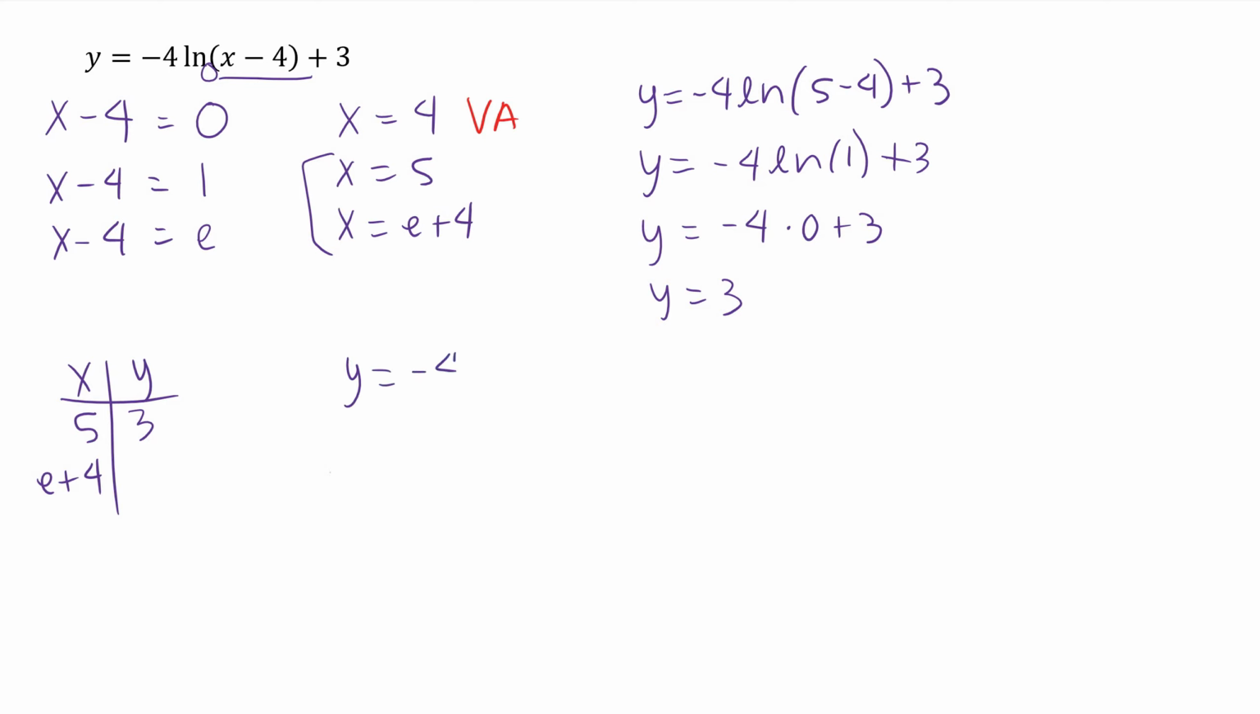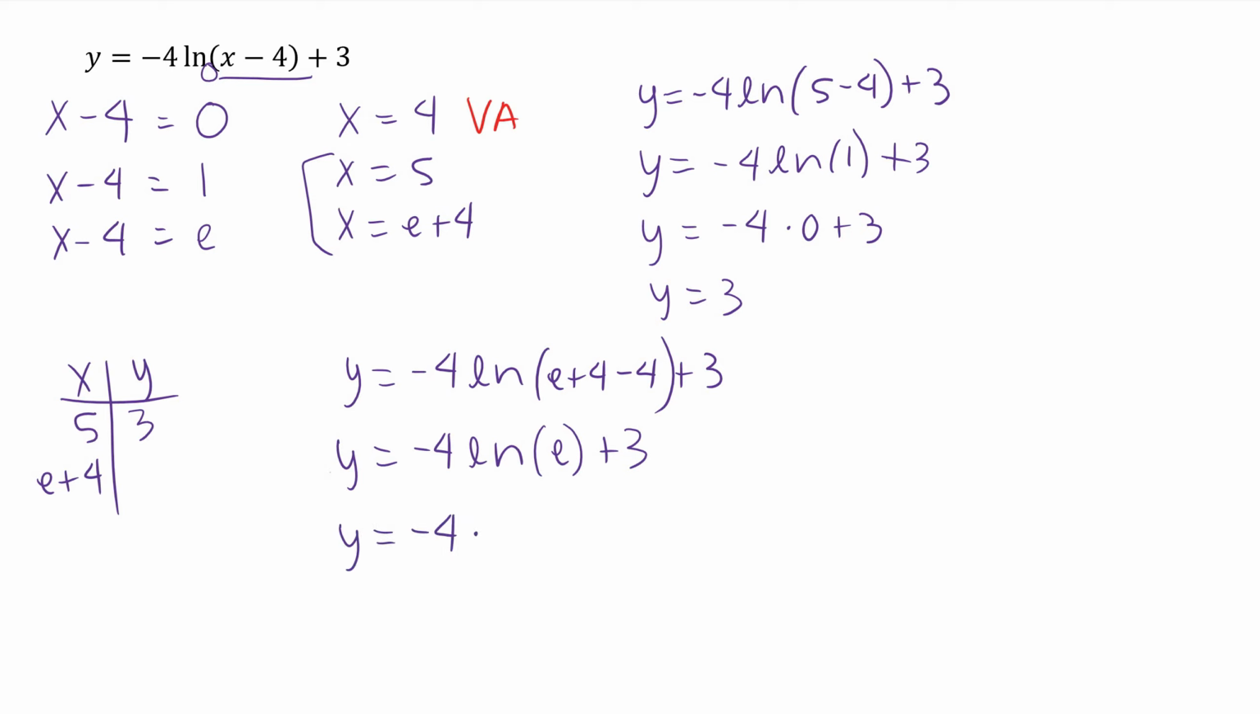Y equals negative 4 times the natural log of e plus 4 minus 4, plus 3. Y equals negative 4 times the natural log of e plus 0, so e. The natural log of e is 1, so I'll have y equals negative 4 times 1 plus 3. Y equals negative 4 plus 3, so y is equal to negative 1.